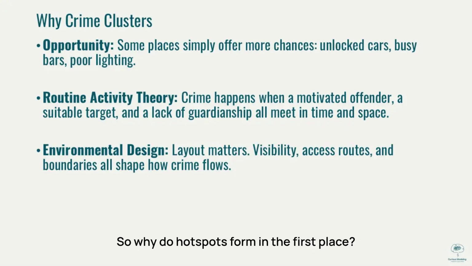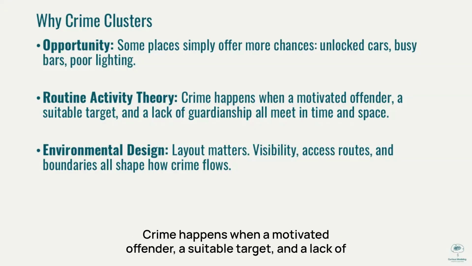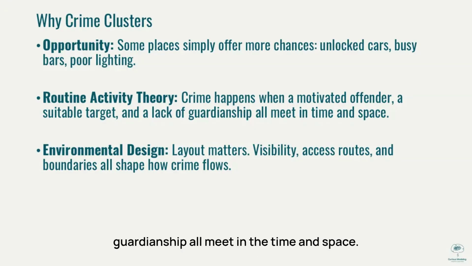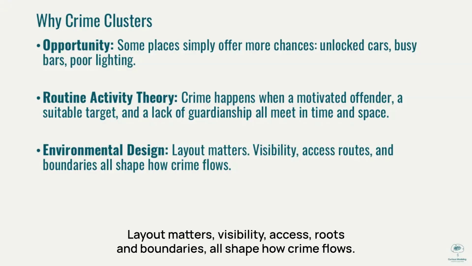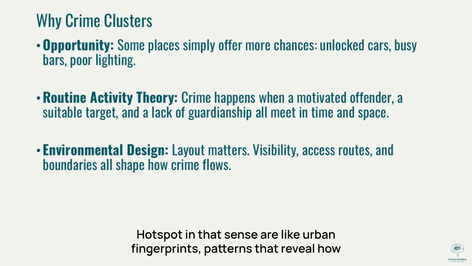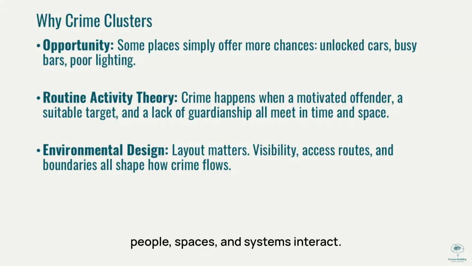So why do hotspots form in the first place? Researchers point to 3 main forces. The first is opportunity. Some places simply offer more chances. Unlocked cars, busy bars, poor lighting. The second is routine activity theory. Crime happens when a motivated offender, a suitable target, and a lack of guardianship all meet in time and space. The third is environmental design. Layout matters. Visibility, access routes, and boundaries all shape how crime flows. Hotspots, in that sense, are like urban fingerprints, patterns that reveal how people, spaces, and systems interact.